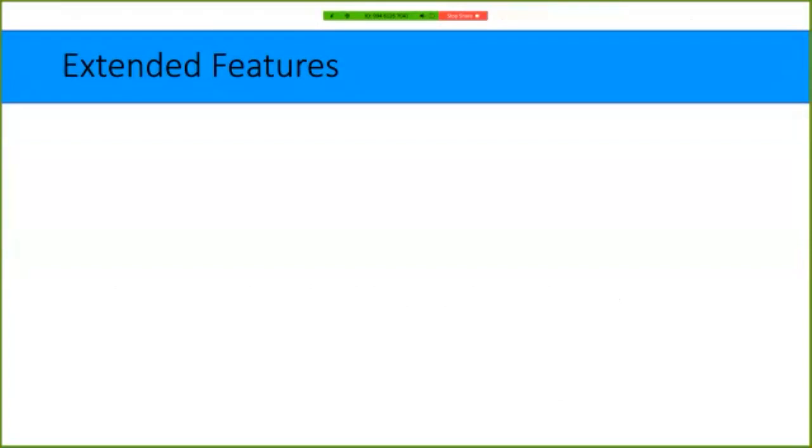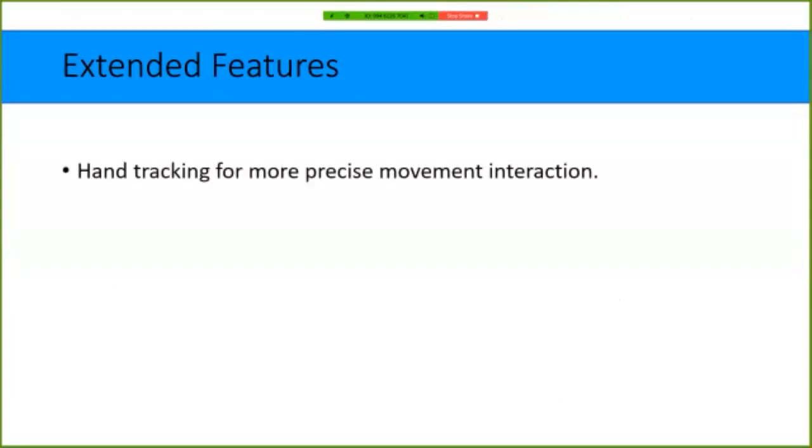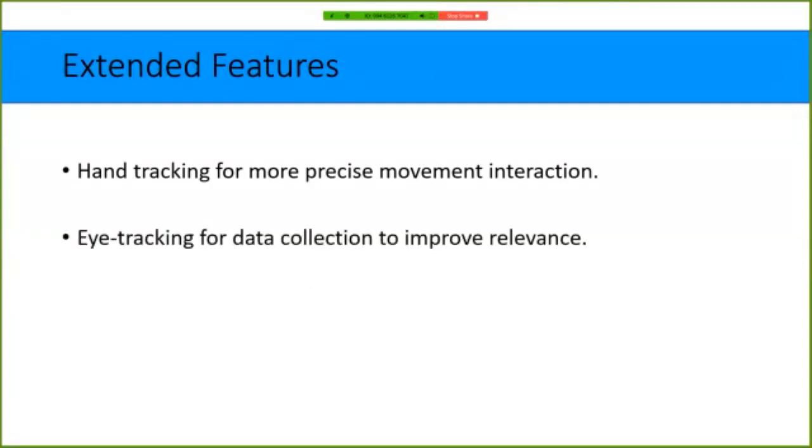There are a couple of extended features that were inspired by the literature that we would also like to discuss. Firstly, the Oculus devices offer hand tracking capabilities, which would allow for much more precise interaction, and it would make things more akin to the real world. Eye tracking is present in some other types of head-mounted devices, which could be used to collect more relevance data on web sites or images and what people are actually looking at.